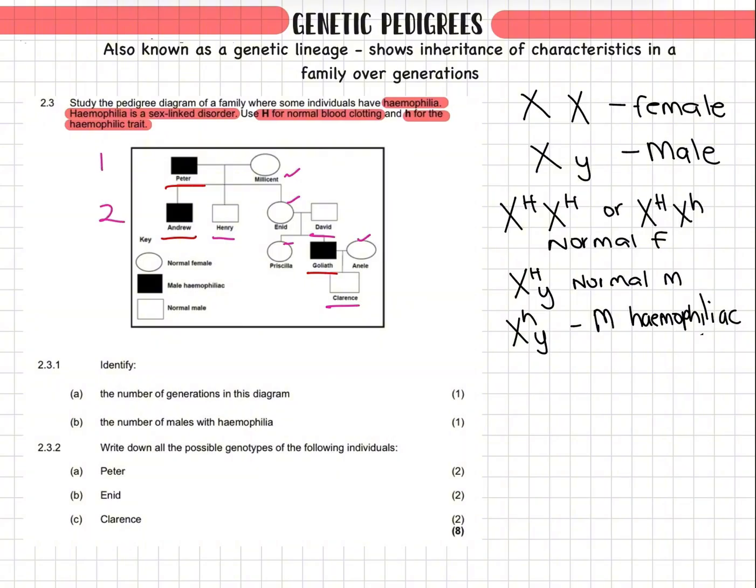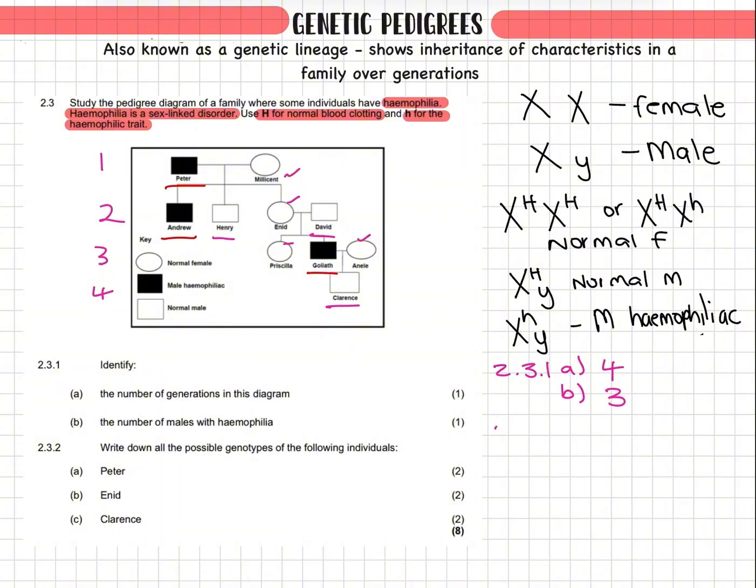Now we look at the number of generations. There are 1, 2, 3, 4. And that is the first question. Going to the second question, we want the number of males with hemophilia. You see there are 3.